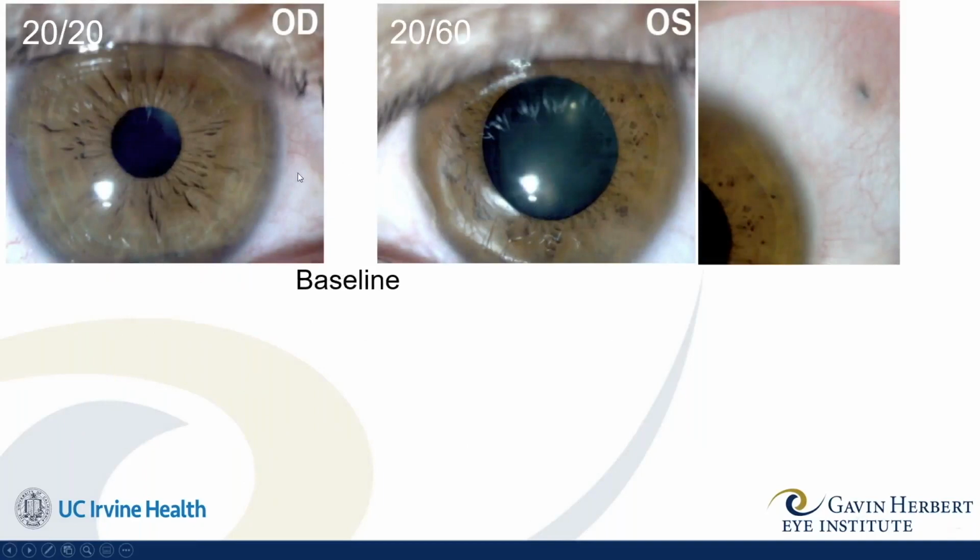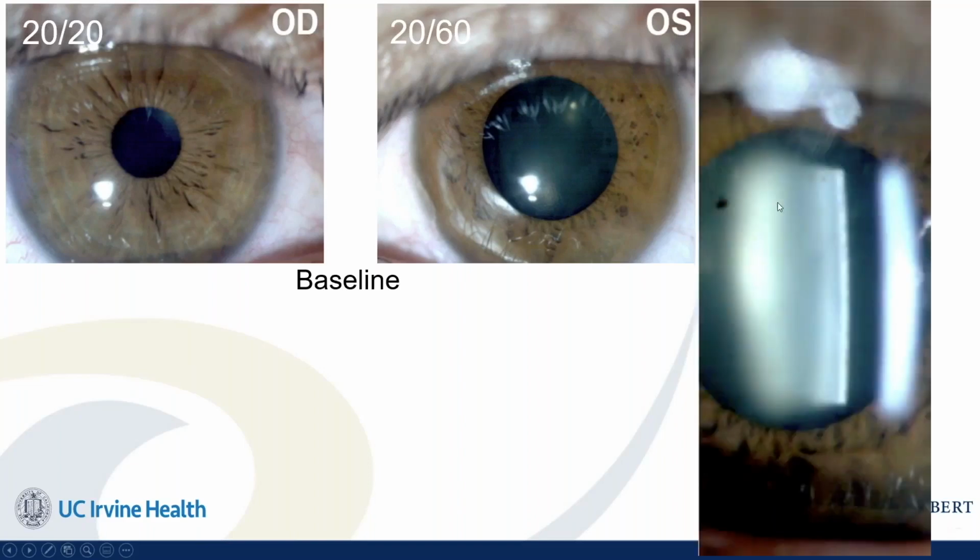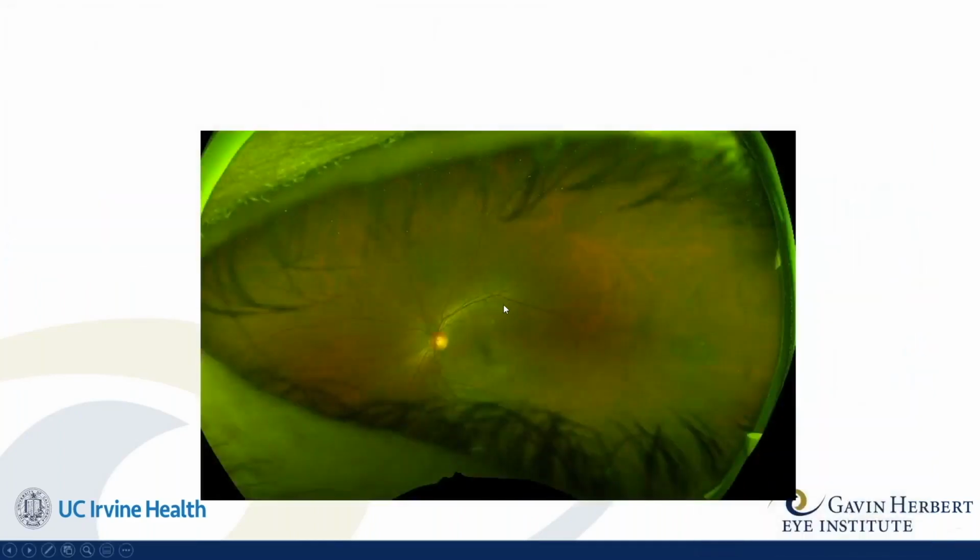Her baseline evaluation comparing the right eye, which is 20/20, and the left eye, which is 20/60, she had a dilated pupil in her left eye. And if you look very carefully at the left eye, there's this little black spot underneath the conjunctiva, superior temporally. And if we looked carefully as well, she had some cataract formation with a little bit of pigment deposition on the front part of the lens, which indicates that there had been some small amount of inflammation as well.